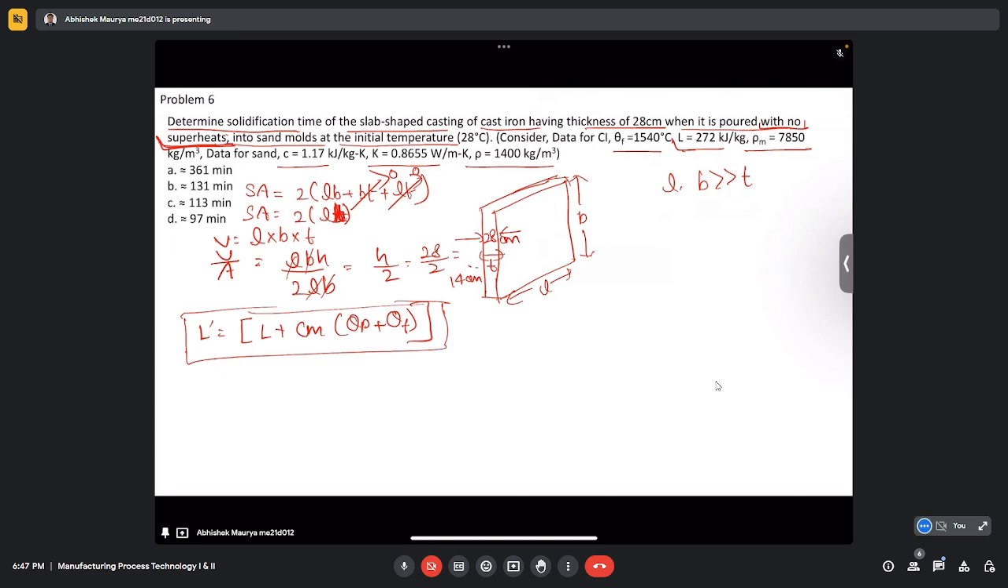Where Cm is the specific heat capacity of the metal, theta p is the pouring temperature, and theta f is the freezing temperature. Since we are pouring the metal with no superheat, theta p and theta f are equal. So in that case L dash will equal L, which is given as 272 kilojoule per kg.